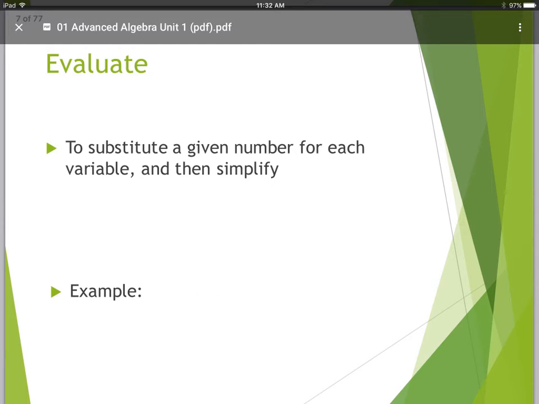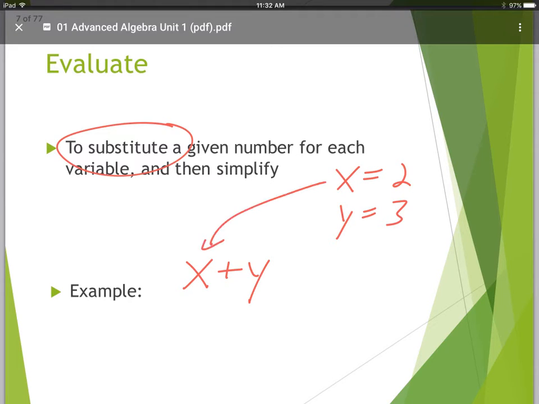Okay, to evaluate is to substitute a given number for each variable and then to simplify. So what that looks like is if you had something like x plus y, and I said, well, x is 2 and y is 3, you would then substitute these numbers in here. So 2 plus 3, and then simplify the last term we had to get 5. That's all I mean when I say evaluate.